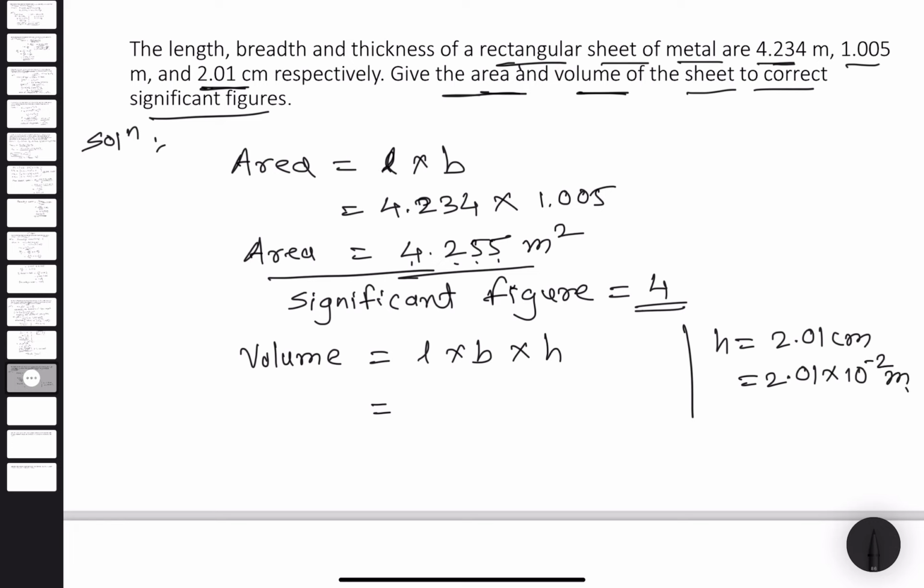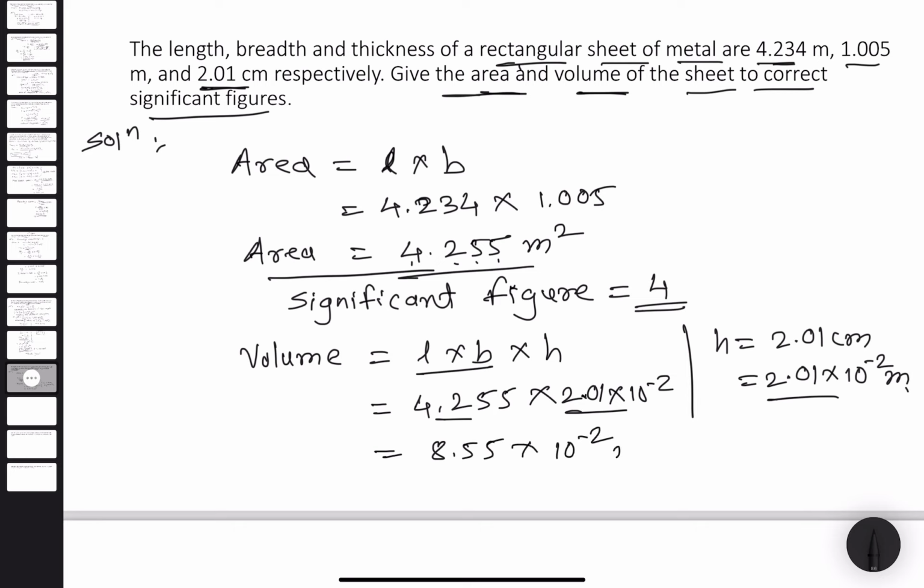So we can multiply this. So length into breadth we know, that is 4.255 into h will be the 2.01 into 10 raised to power of minus 2. If we calculate this value, we will get 8.55 into 10 raised to power minus 2 meter cube.